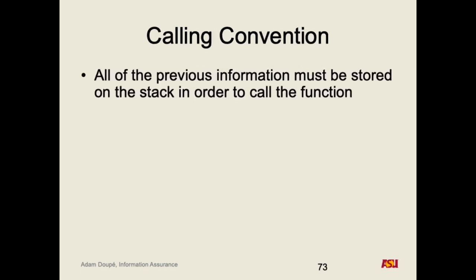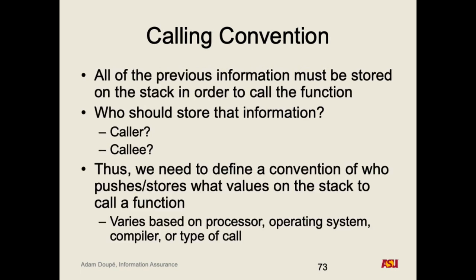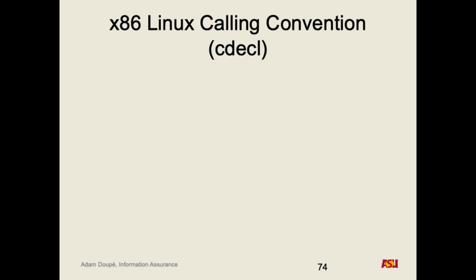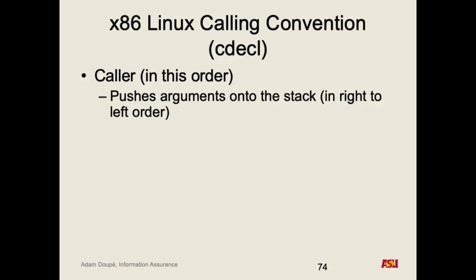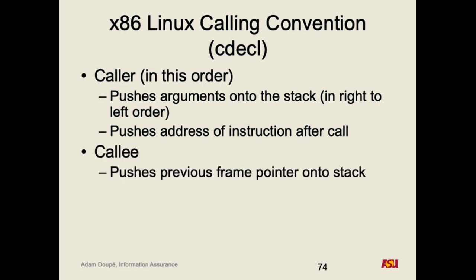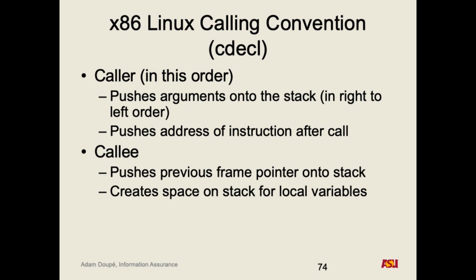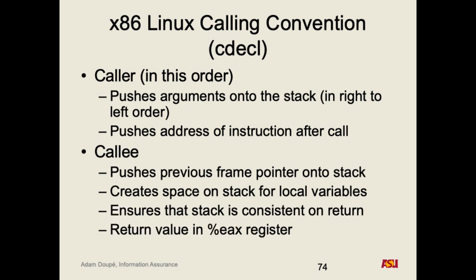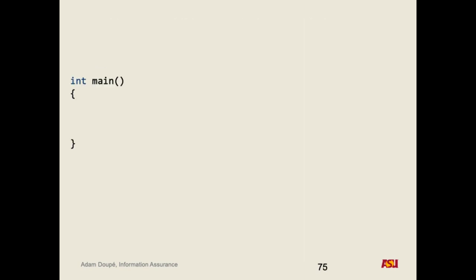So we need some kind of convention about how to do this. It doesn't really matter, but Linux for x86 uses the cdecl calling convention of exactly how you call a function. So first the caller pushes all the arguments onto the stack in right to left order, and then pushes the address of the instruction after the call. So this is the breadcrumb of where to go back. And the callee pushes the previous frame pointer onto the stack. Creates space on the stack for local variables, ensures that the stack is consistent. Oh, I guess I lied. We'll see this in an example.